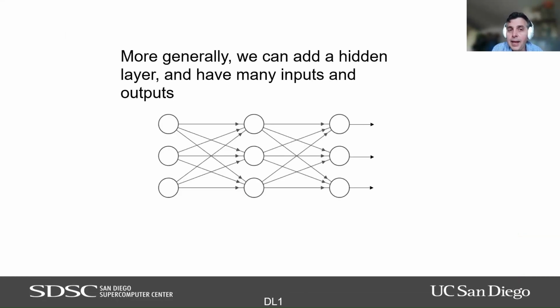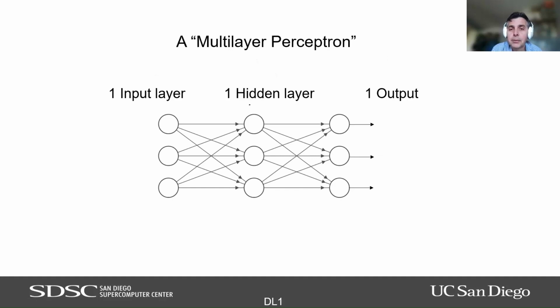So more generally, we can add a hidden layer. We can have many inputs. We can have many outputs. By a multi-layer perceptron, we typically mean one input, one hidden layer, one output. This was the basic neural network that people started with years ago.